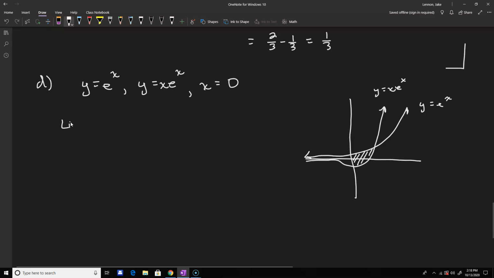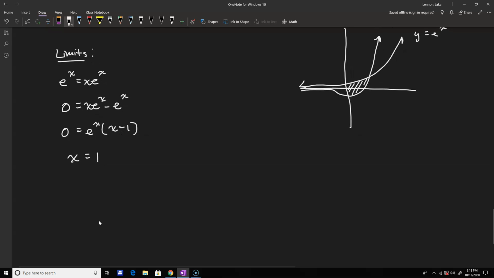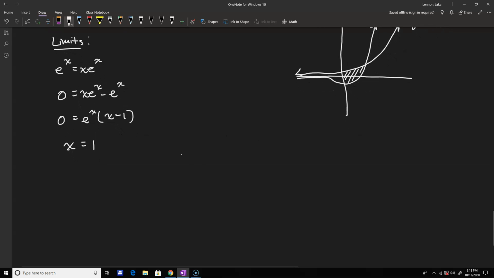Again, to figure out our remaining limits, we know one of our limits is 0. The other one we find by setting e to the x equal to x e to the x. So now we know 0 is equal to x e to the x minus e to the x. And then we can factor out e to the x. And e to the x is an exponential quantity, so it's always positive. So e to the x can never be 0. So our answer here is just x equals 1. So we're just integrating from 0 to 1 in this example.